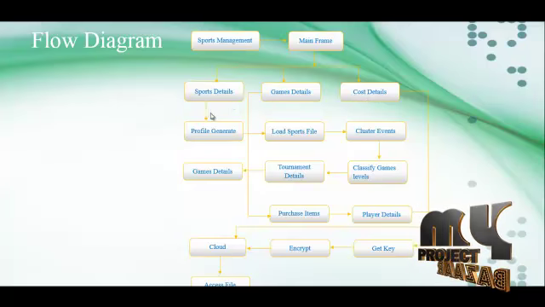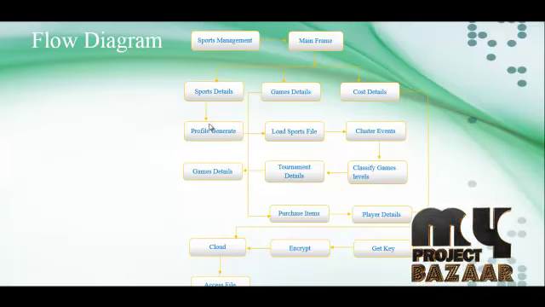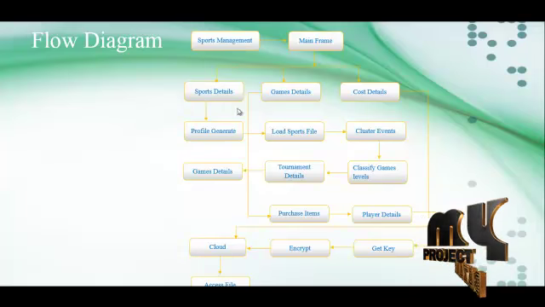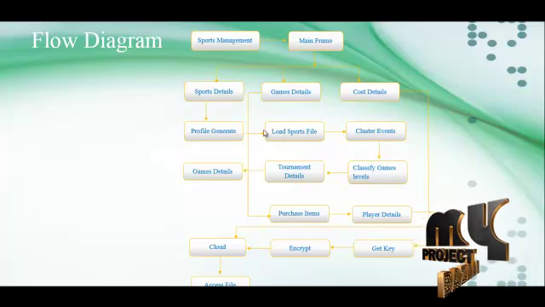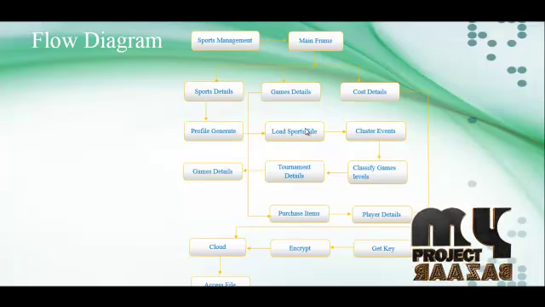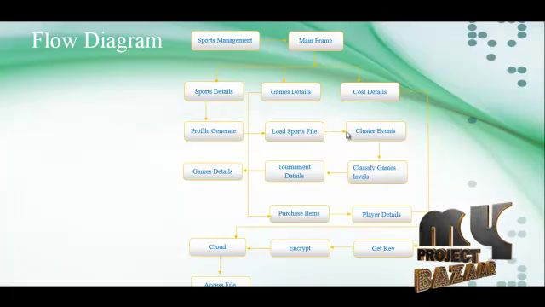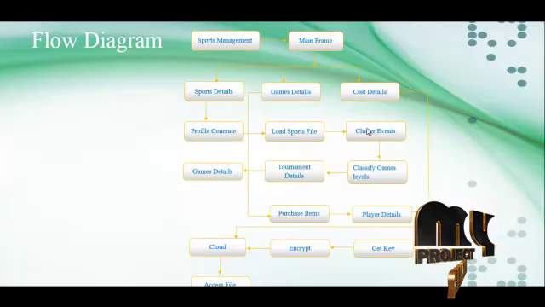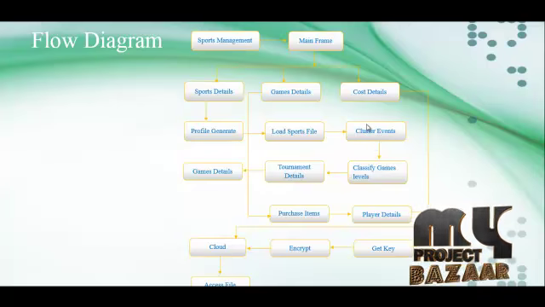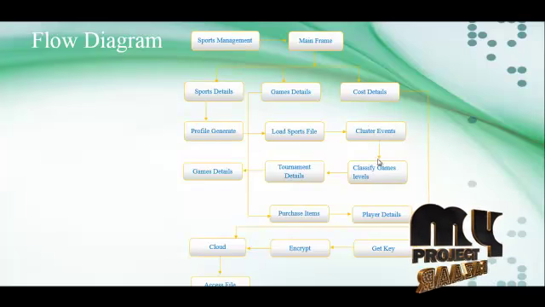For the sports details, first of all the user has to log in. This is called profile generation. After profile generation, the user selects some particular data, called the sports file. After selecting the sports file, it is loaded into the database. After the dataset is loaded into the database, the data is clustered. This is called cluster events, which means grouping the data processing events.